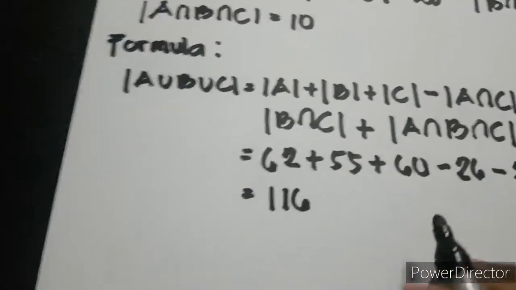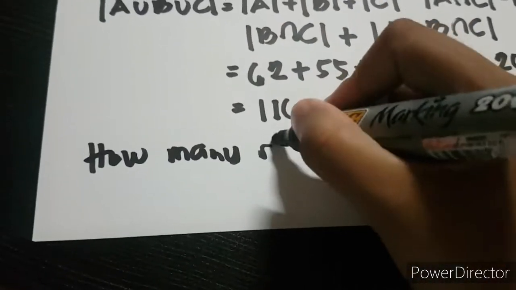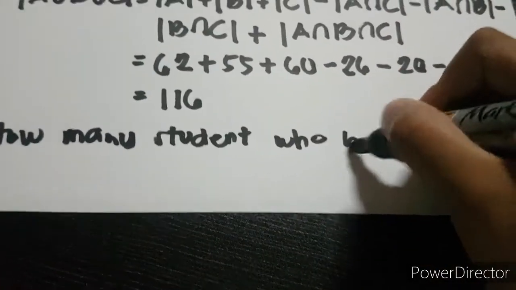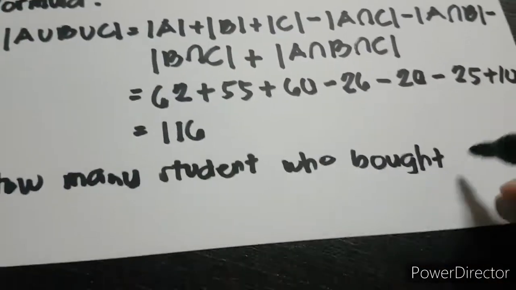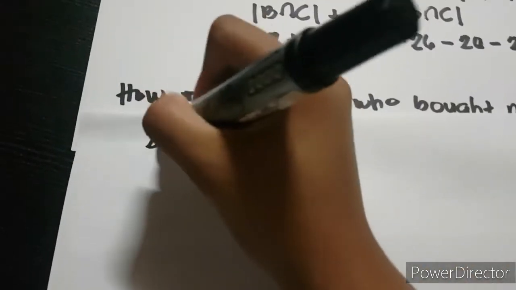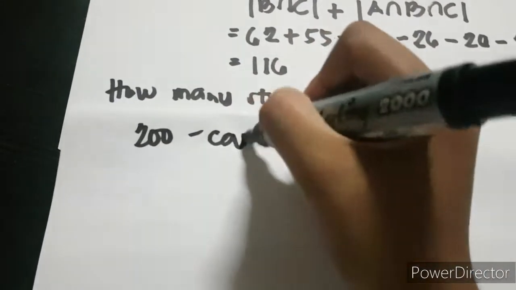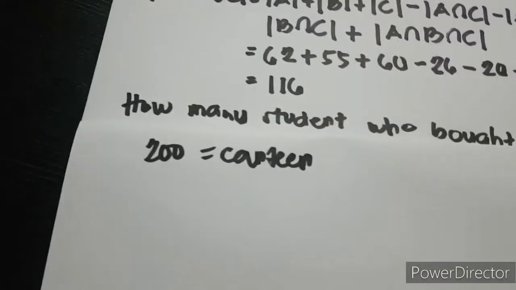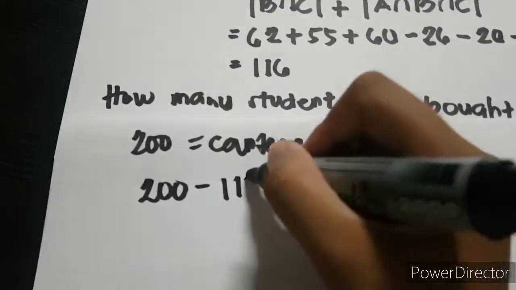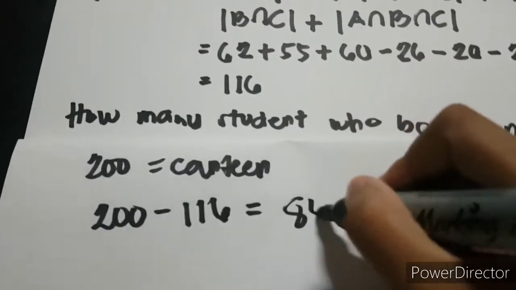But the question is how many students bought none? So there are 200 students in all in the canteen. So let us subtract 116 from 200. So 200 minus 116 is equal to 84.